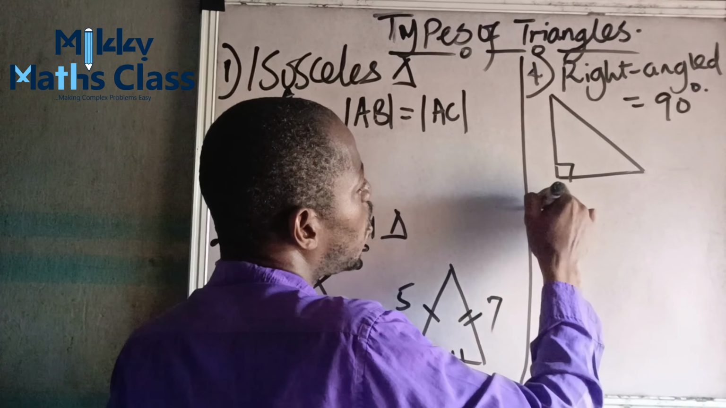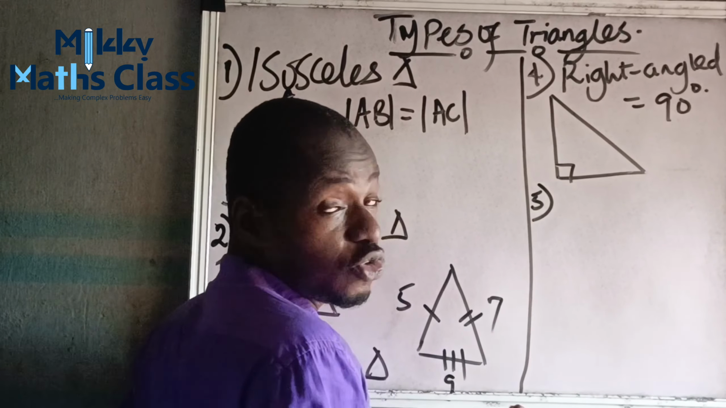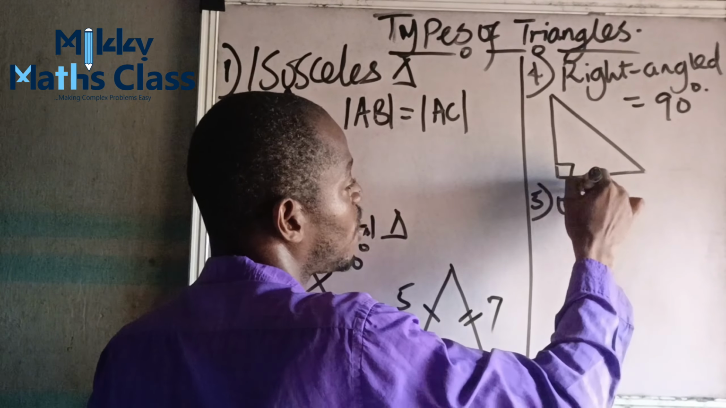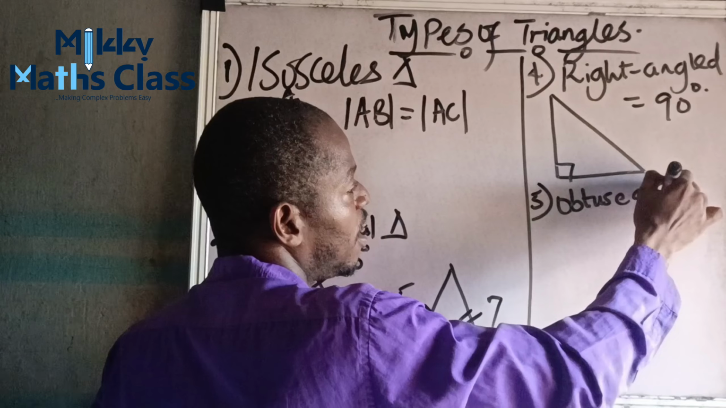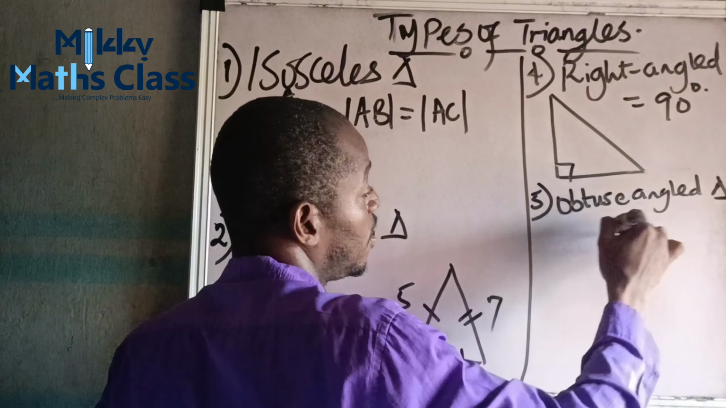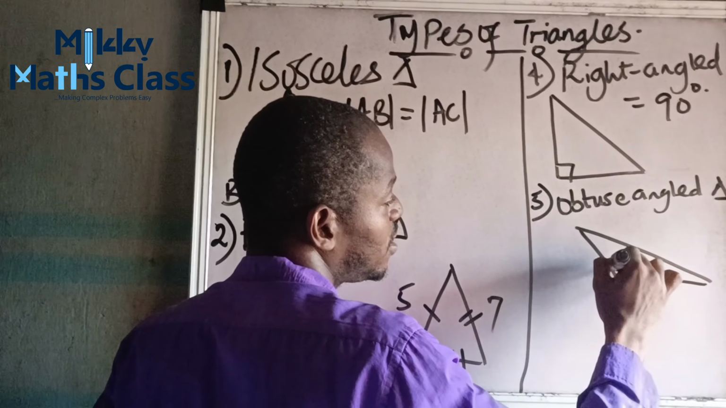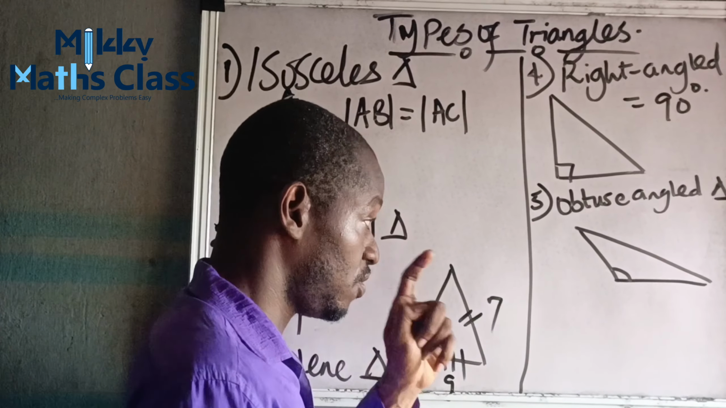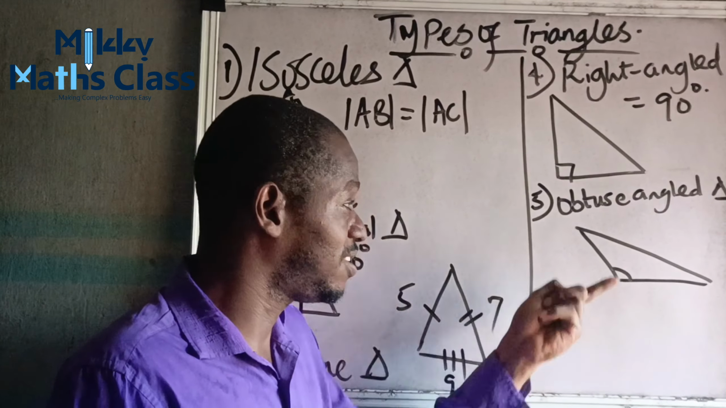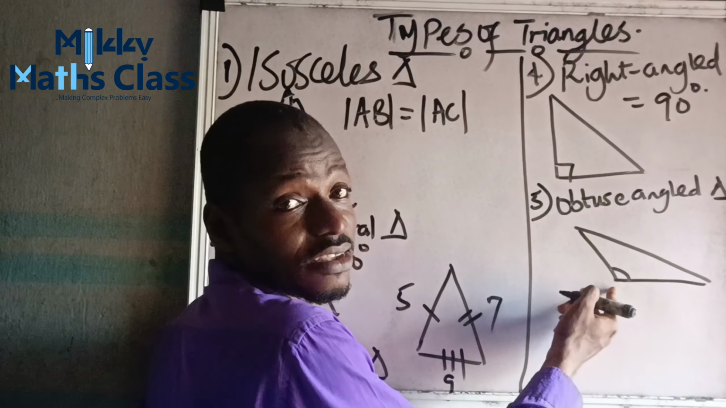Then you can have what we call an obtuse angle triangle. Now, it has one of its angles greater than 90 degrees. One of its angles is bigger than 90 degrees. This is an example of it.